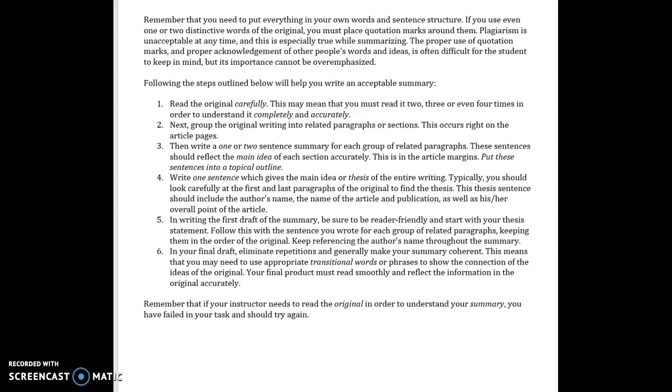Step number 2, write on the article. We are going to annotate in the margins of the article. You're going to group the original writing into related paragraphs or sections. Write on the article pages next to each grouping. Step 3, you're going to write a 1 or 2 sentence summary of the main idea in your own words. It goes right in the margin in the annotations. The second part of step 3 is you're going to put those sentences that you wrote into an outline.